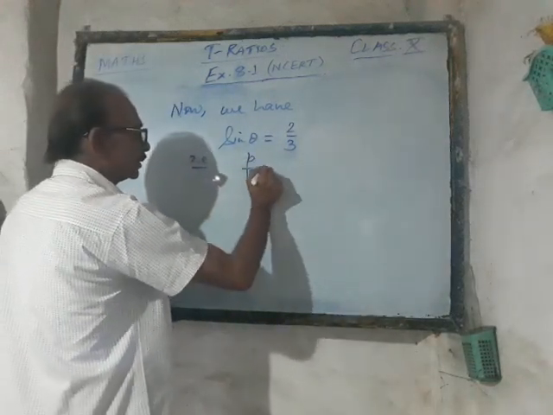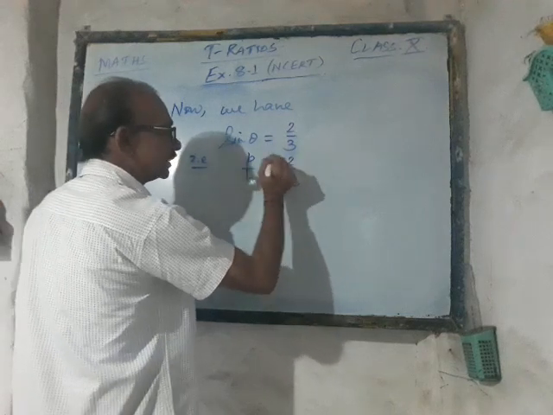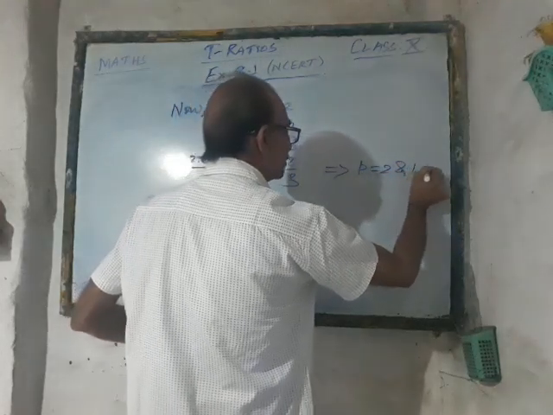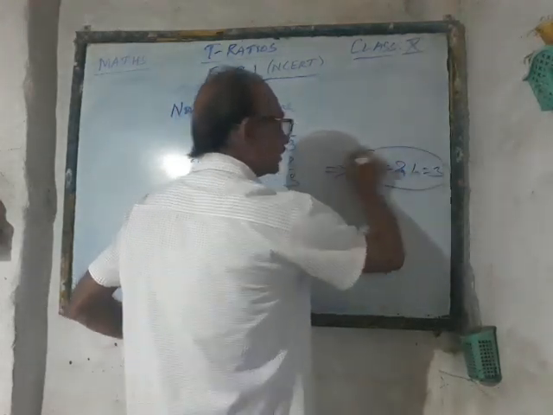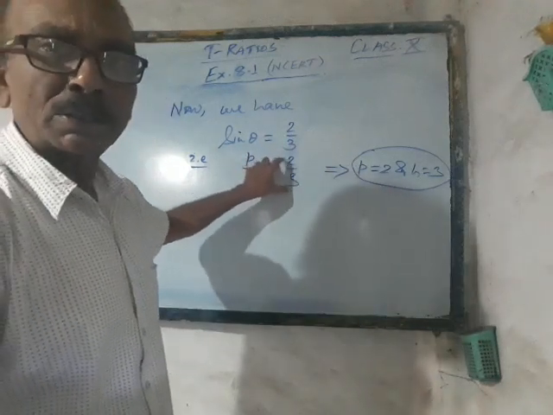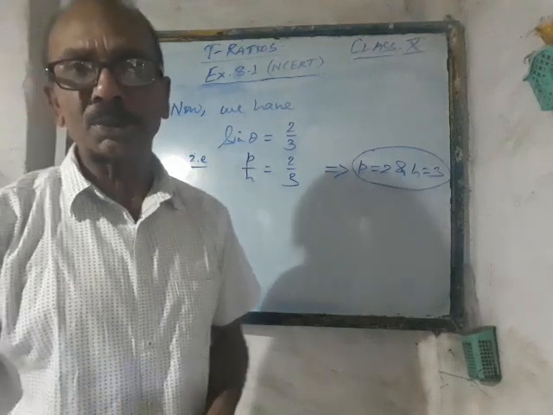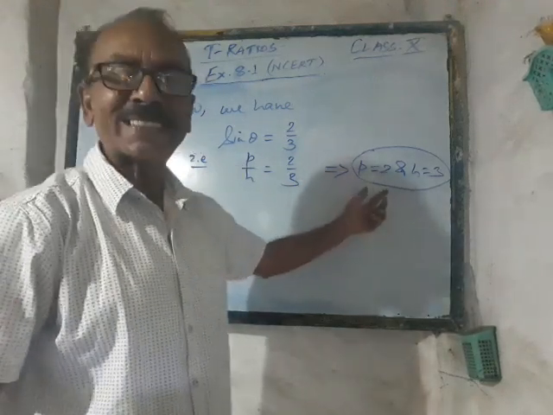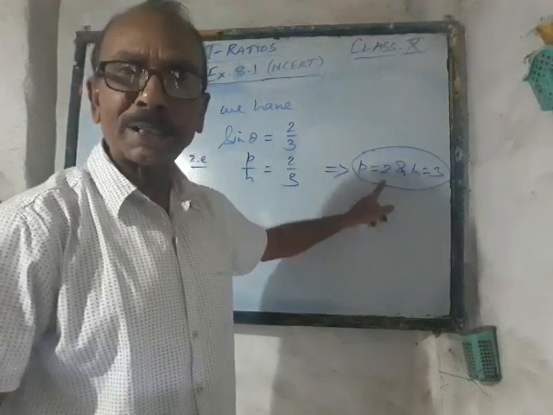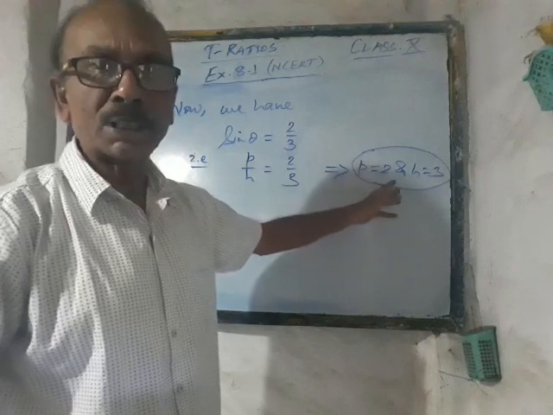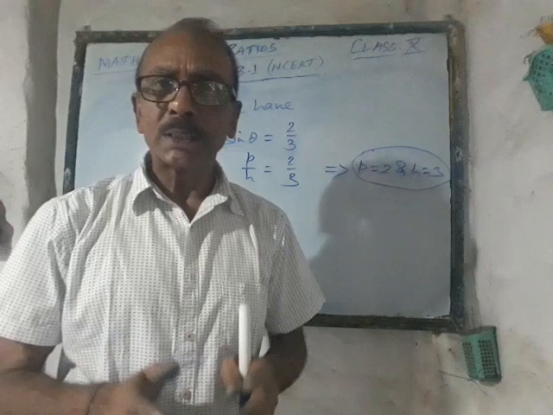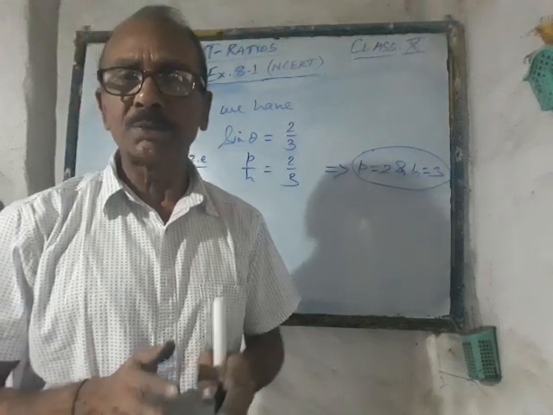They use P upon H is equal to 2 by 3, and immediately they write that this implies P is equal to 2 and H is equal to 3. So this is not done in fact. You cannot do this. Here we have got the ratios of perpendicular and hypotenuse, not the exact length of the perpendicular as well as the exact length of the hypotenuse. So we have no right to write like that, that perpendicular is equal to 2 units and hypotenuse is equal to 3 units. You have to represent them in terms of a non-zero positive real number.